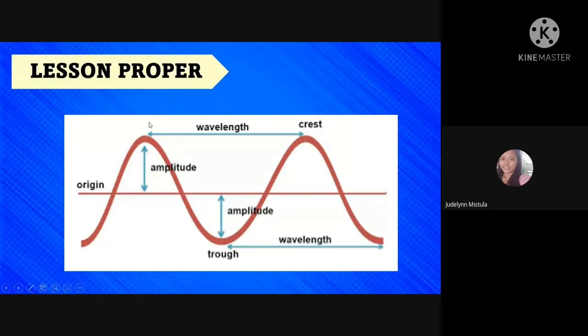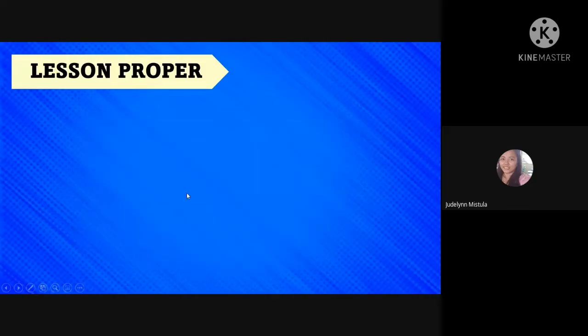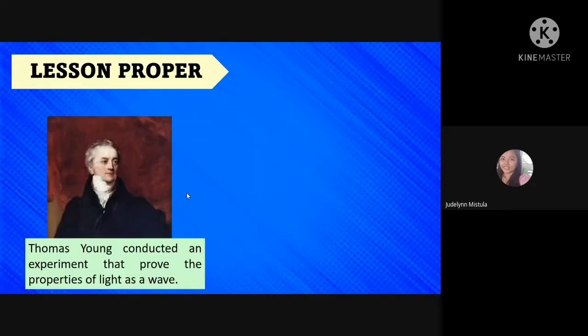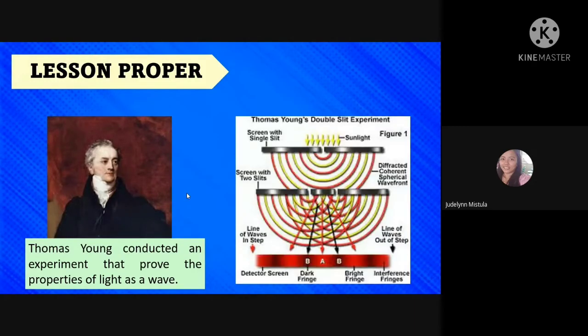Long ago in the science community, it was believed that light was composed of a stream of particles. However, it was a British erudite and physician called Thomas Young who convincingly demonstrated the wave nature of light through his double-slit experiment, known today as Young's light interference experiment.